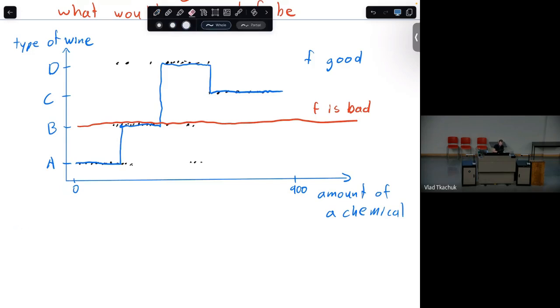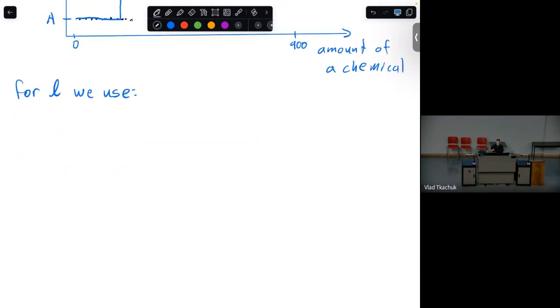So for L, we use this. As the name might tell you, this is the function. Right, you have a loss function. This thing takes in as input a predictor and a label, and it needs to give you some measurement of whether it's correct or not. Okay, so when do you have zero loss? Well, as you might expect, you have zero loss if f of x is equal to y.